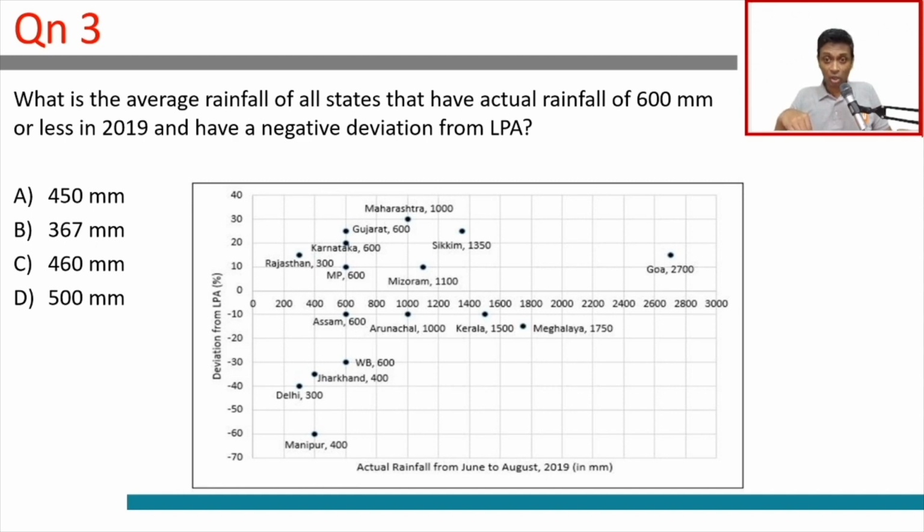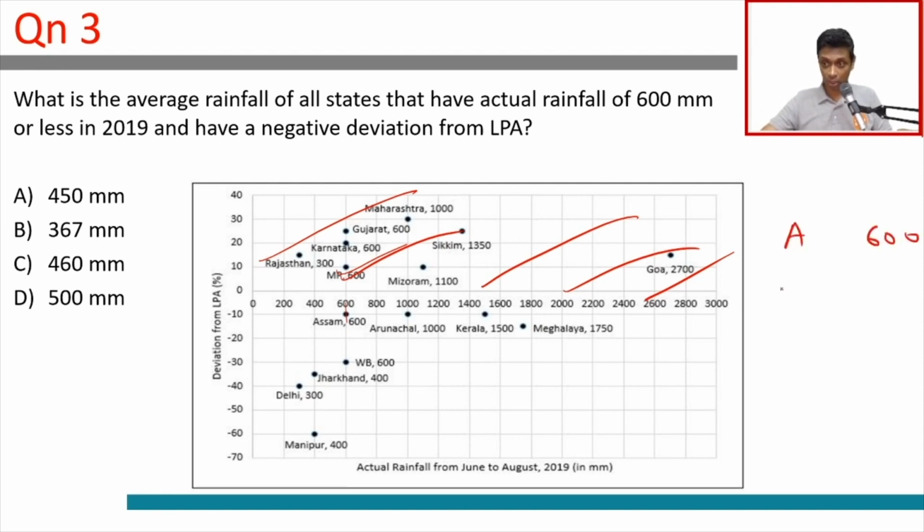What is the average rainfall of all states that have actual rainfall of 600 millimeters or less in 2019 and have a negative deviation from LPA? So we can forget about this. Looking at negative deviation, 600 millimeters or less. So Assam will get counted, 600. West Bengal will get counted, 600. Jharkhand will get counted, 400. Delhi will get counted, 300. Manipur will get counted, 400. Only these 5 will get counted.